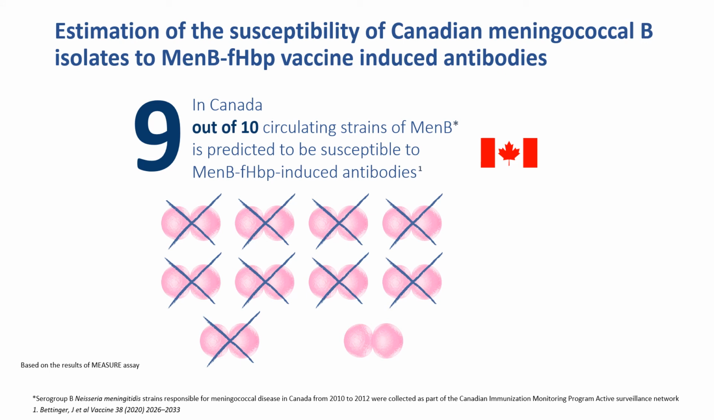So finally here, Beringer et al. in their 2020 publication assessed the expression of FHbp among Canadian meningococcal B isolates, which were collected as part of Canada's IMPACT surveillance between 2010 and 2012. 91% of those isolates expressed FHbp at levels above the threshold that I just described and are predicted to be killed. So in conclusion, and as a take-home message, 9 out of 10 Canadian MenB strains that caused invasive disease here in Canada were predicted to be covered by antibodies generated by the MenB-fHbp vaccine.